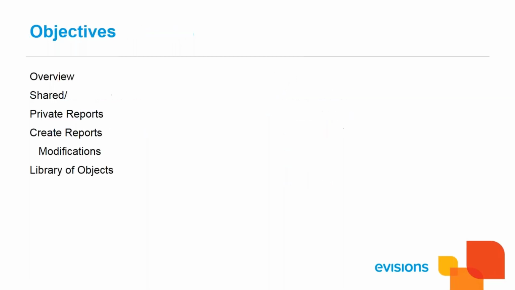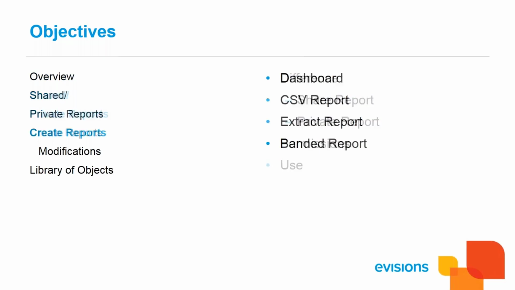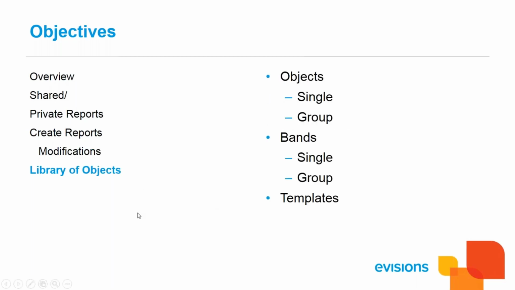We will be covering the following objectives in this training: an overview of what the report writer role is, the differences between a shared report and a private report, how to create each type of report, how to add filters, sorts, and expressions to the report, and how to add objects from the Library of Objects tool.